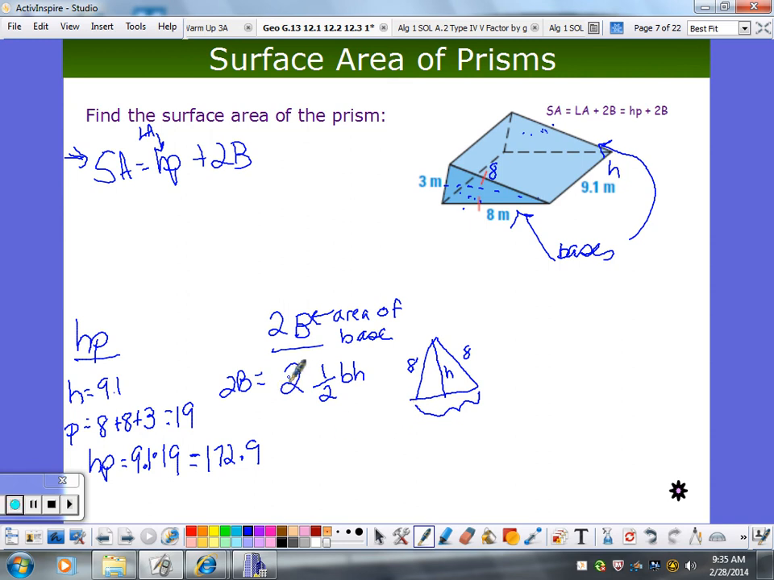But look what I got going here. This thing and this thing are going to cancel out. So twice my base is just going to be b times h. Small b times small h. My little local one's right here. So now I've got to figure that out. How am I going to do that?